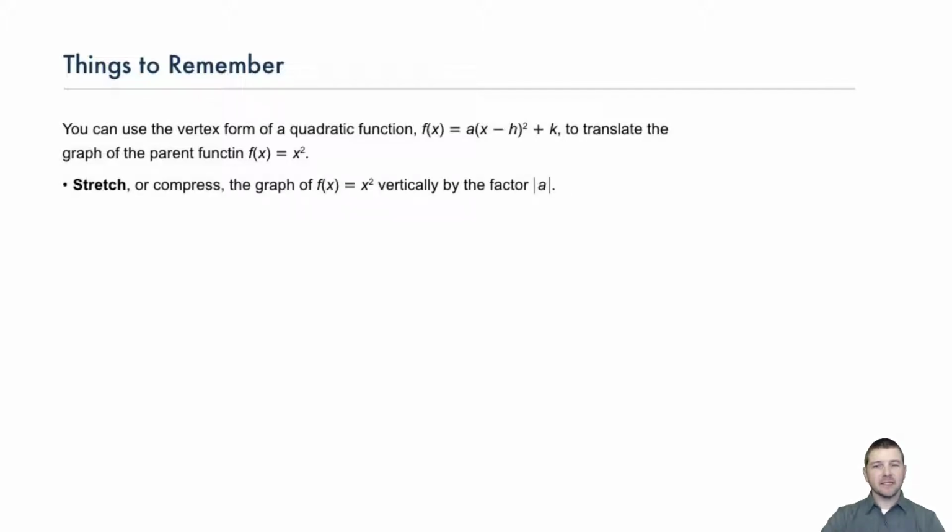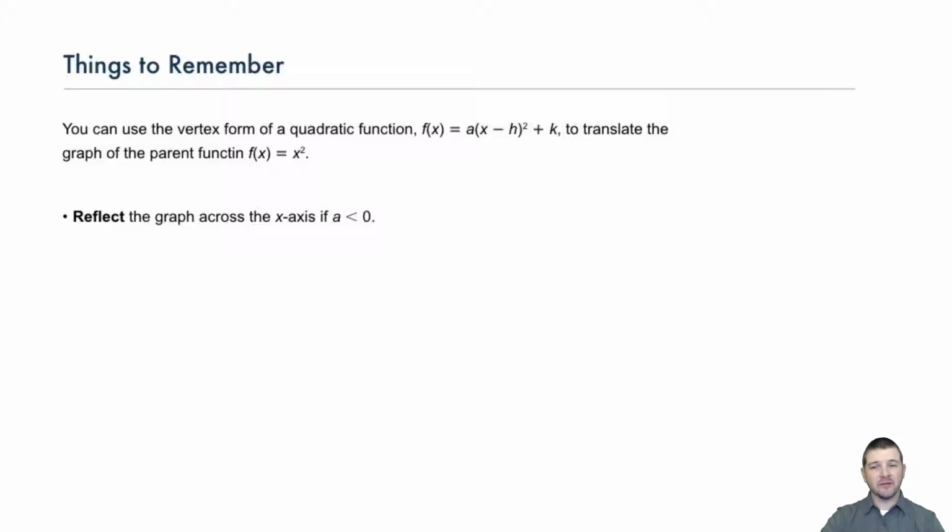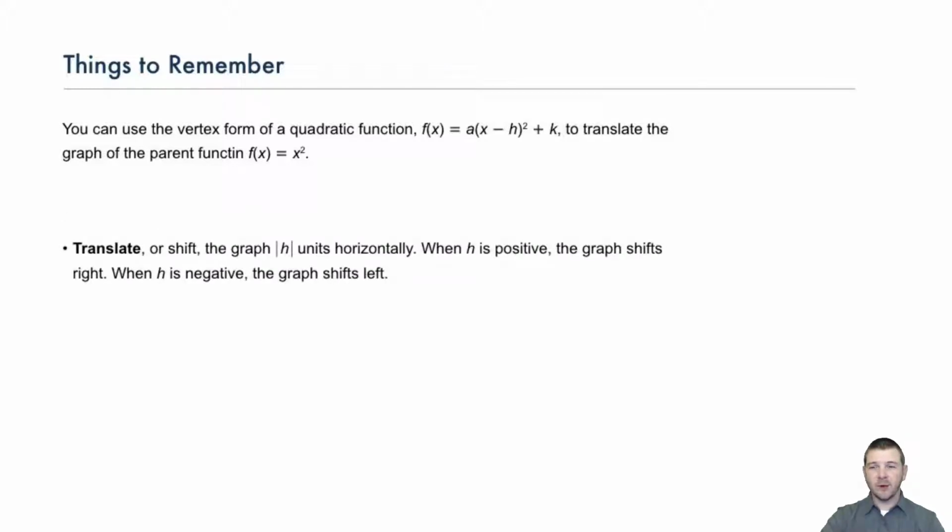The graph of f(x) = x² is stretched or compressed vertically by the factor |a|. So take note of a's location in f(x). Next, reflection, so reflect the graph across the x-axis if a is less than 0. Translation? Well, we translate or shift the graph |h| units horizontally.